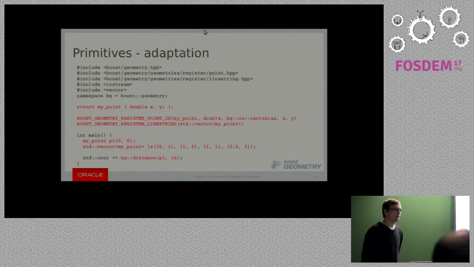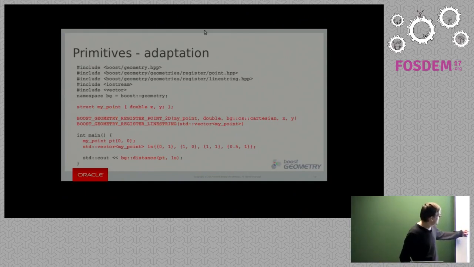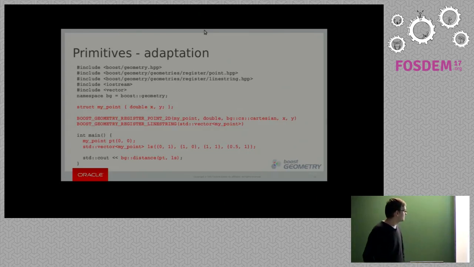It's also possible to use your own implementations of primitives. Here I define my point, implementing a point primitive, and register it using register macros provided by the library, which works in most typical scenarios. They basically, technically speaking, adapt my point type to the point concept defined by Boost Geometry. So the first macro adapts my point to the point concept, and the second macro adapts vector of points to a linestring concept. So I can use vector of points as a linestring.